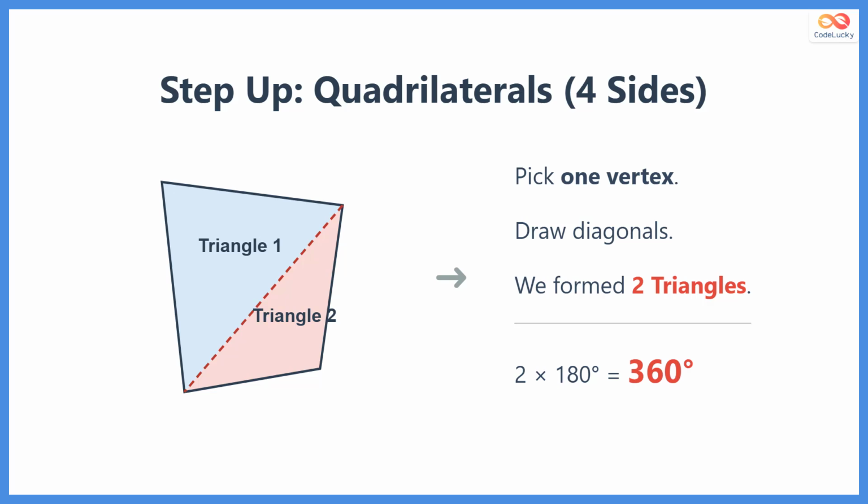Let us see what happens with a 4-sided shape, or quadrilateral. If we pick just one corner and draw a line to the opposite corner, we split the shape into exactly 2 triangles. Since each triangle is 180 degrees, 2 triangles equal 2 times 180, which is 360 degrees.